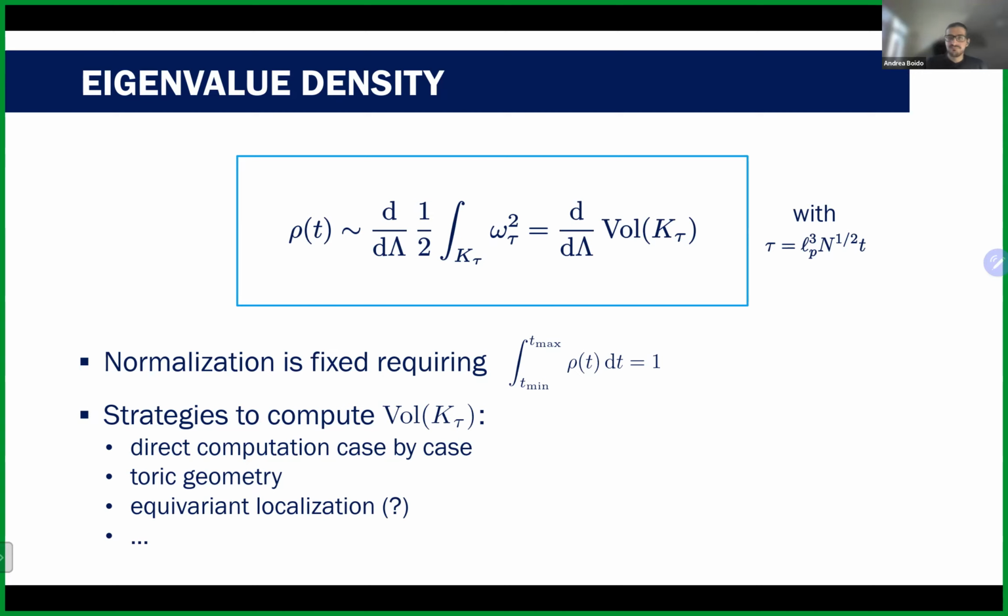You can do it directly, case by case, and that's what I will show you next for the ABJM theory. You can try to use toric geometry, and we actually did. I have a few comments on that later on. Another thing we thought about, but we haven't tried so far, is to use some equivariant localization formula. There's a formula from Jeffrey and Kirwan, I think. That also should probably work, but we haven't tried that yet. There might be other ways, but that's the one that we came up with.